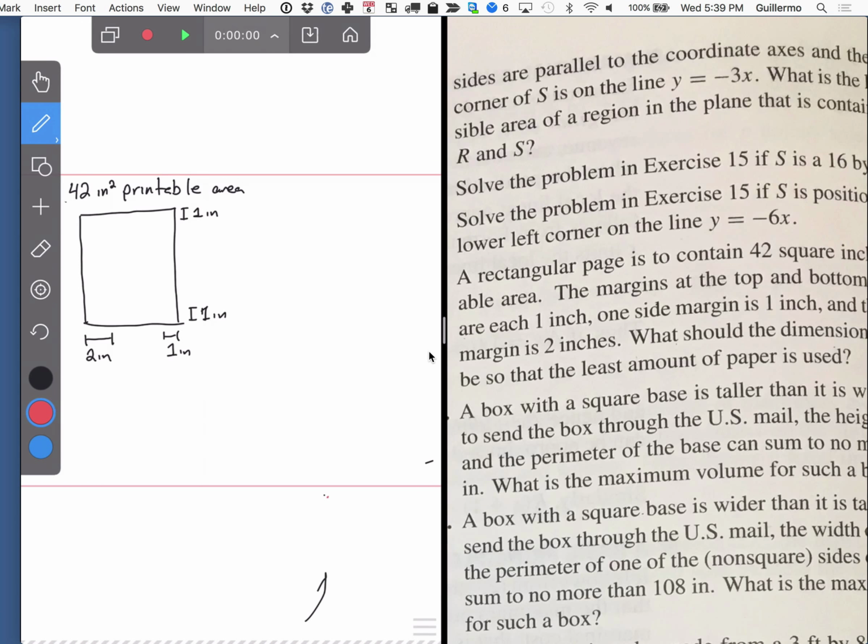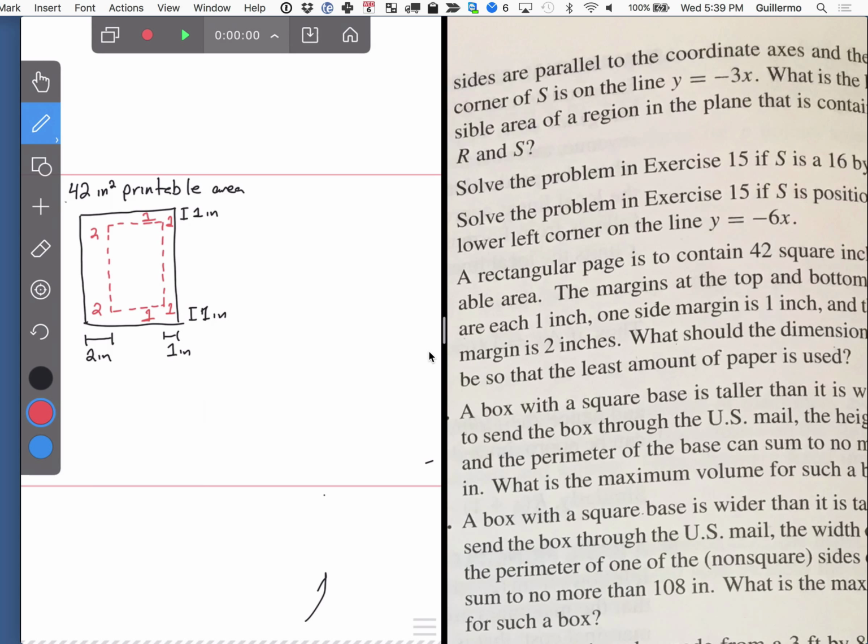Okay, so if I just kind of outline the margins here, it's going to look roughly like that. Right? So this is 2 on the side here, 1 on this side, and then 1 at the top, and then 1 at the bottom. Does that make sense? Yeah? Okay. So that's the situation.